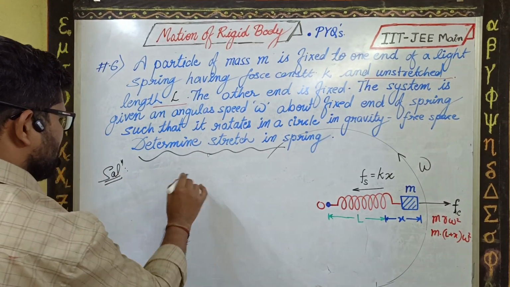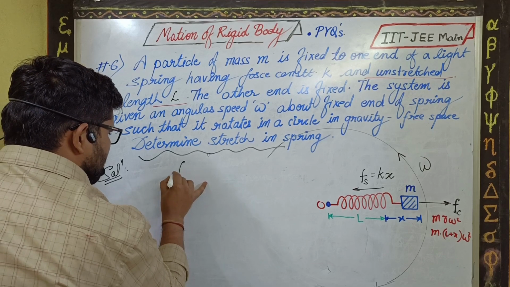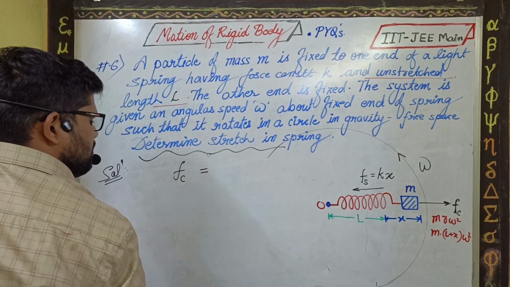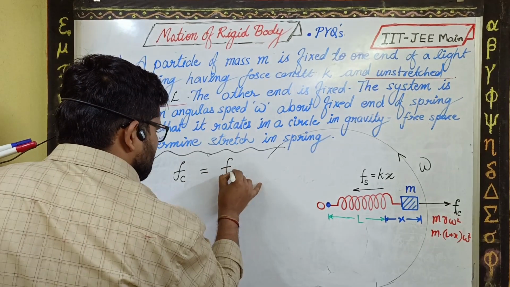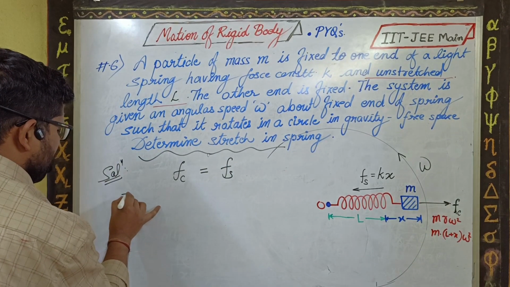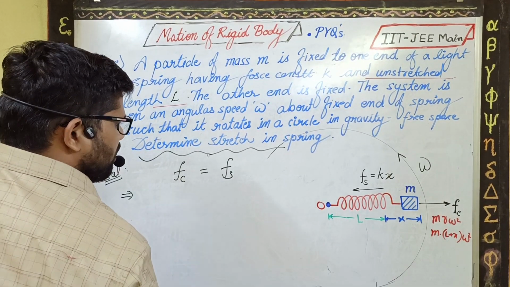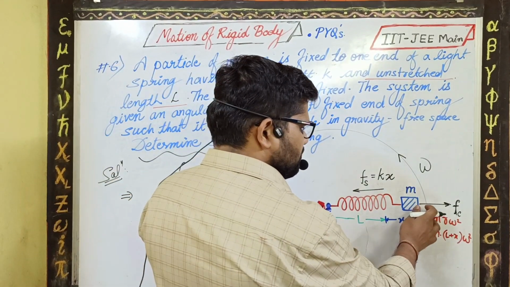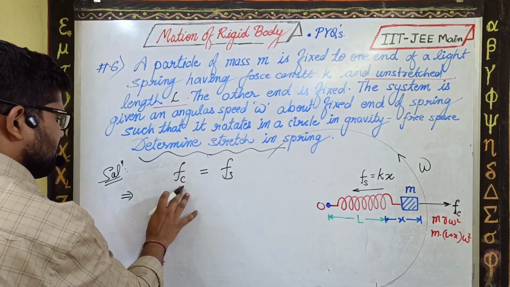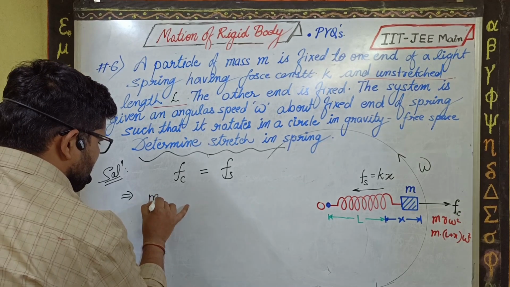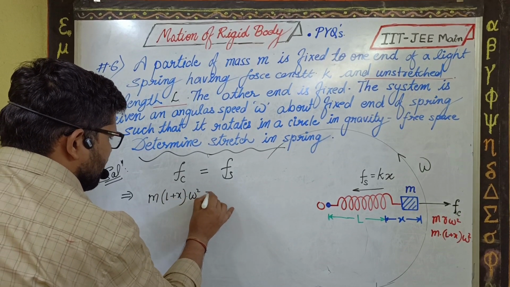During the circular motion, the required centripetal force will be provided by the spring force, and centripetal force equals m r omega square. Say r is the radius. What is the radius of this circular path? L plus x. So we can write the centripetal force as m (L plus x) omega square.